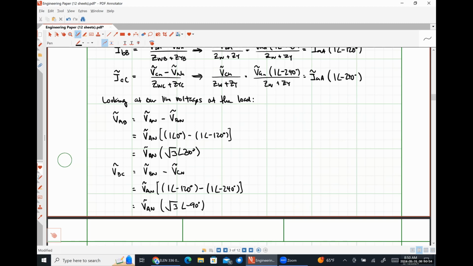What do you think is going to happen when we do VCA? That's just going to wind up being VAN times root 3 angle negative 210 degrees. So all three of our line voltages will have the same magnitude, and they will all be separated by 120 degrees.